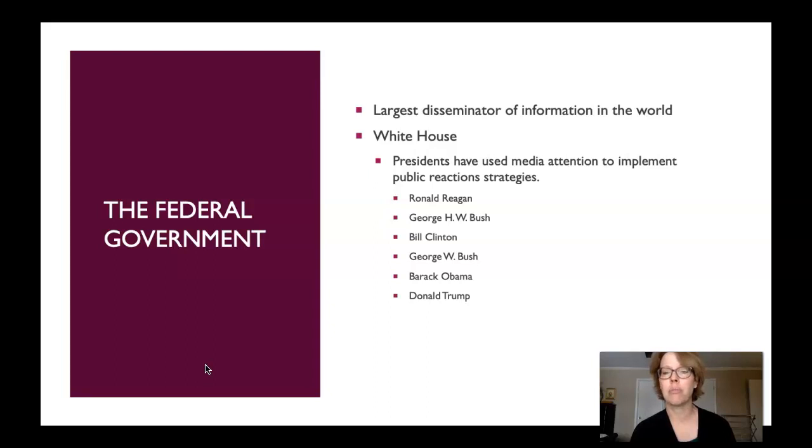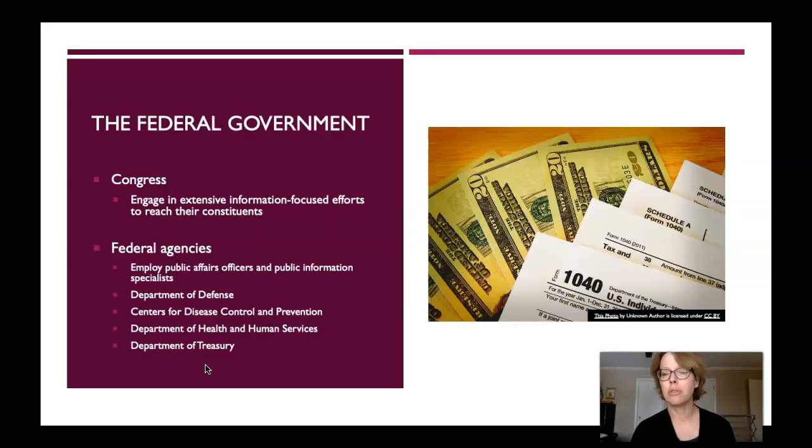Bill Clinton was very successful communicating his vision. Same with George W. Bush, all of them. Barack Obama is pretty much known as the first internet president because of his campaign's use of social media. And of course, Donald Trump likes to use Twitter a lot. So there's just different ways that the White House and the federal government communicates policy and decisions and thoughts to the public. So it also includes Congress, where we get information from our representatives or our senators, and they are using extensive information efforts to reach out to us and also to hear from us as well.